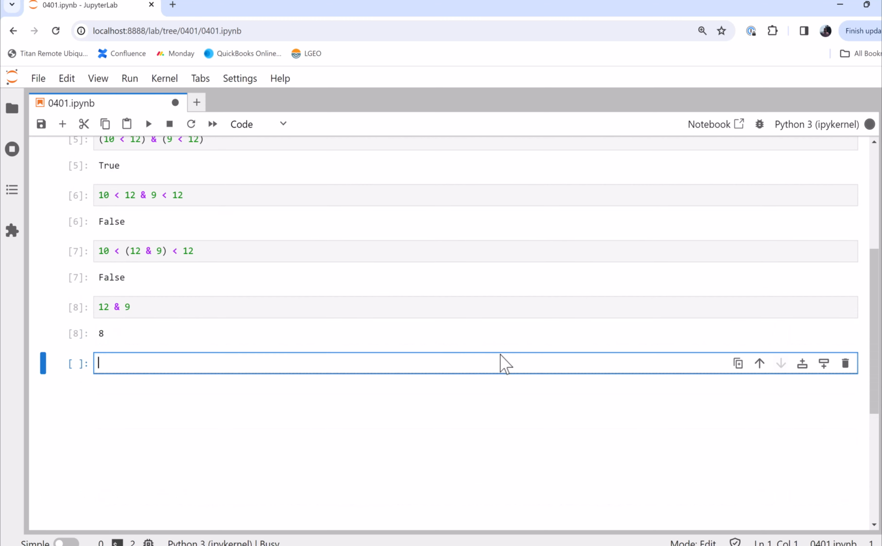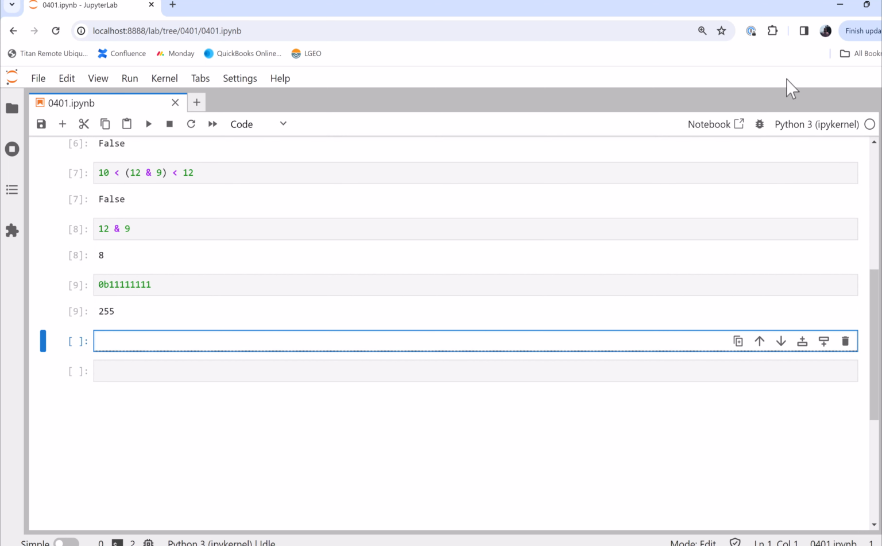So you might be saying, well, what's 12 bitwise anded with 9? And it's 8. And that may be kind of confusing if you haven't done a lot with binary math. So the quick way to show what the bitwise operator does is to look at actual bits. Let's look at how these bitwise operators work.